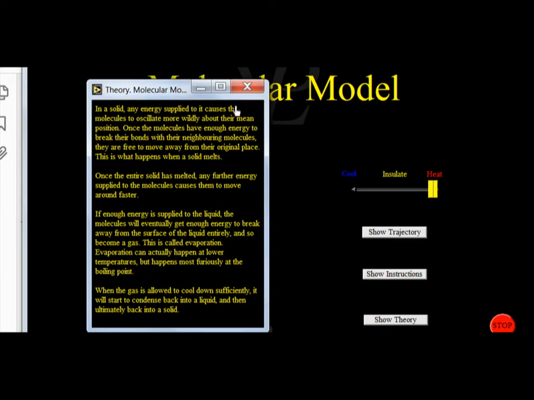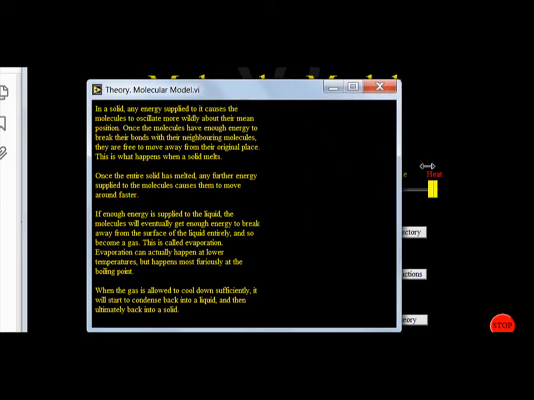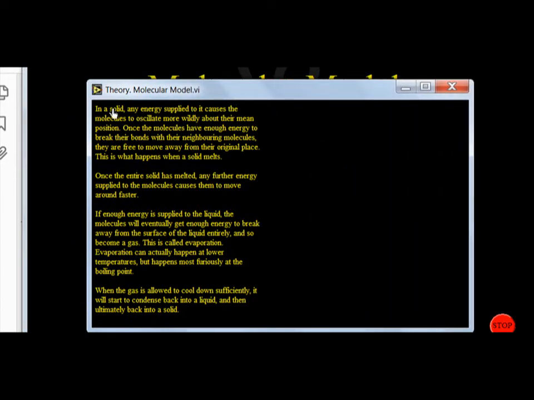Some notes that you can write down. In a solid, any energy supplied to it causes the molecules to oscillate more wildly about their mean position. Once the molecules have enough energy to break their bonds with their neighboring molecules, they are free to move away from their original place. This is what happens when a solid melts.